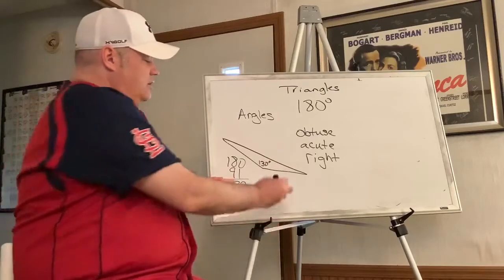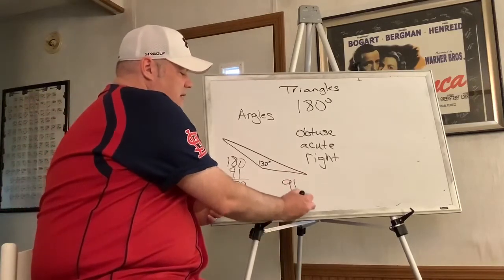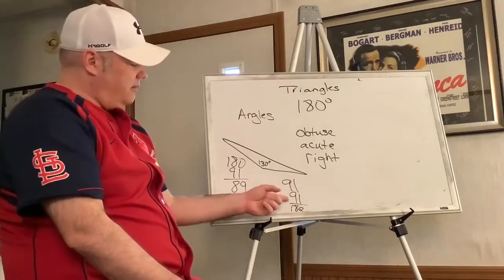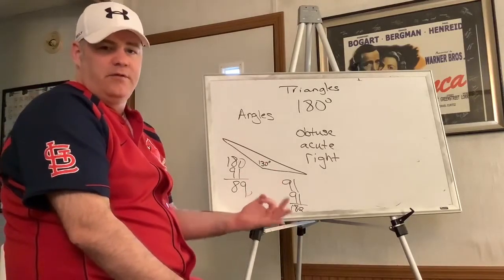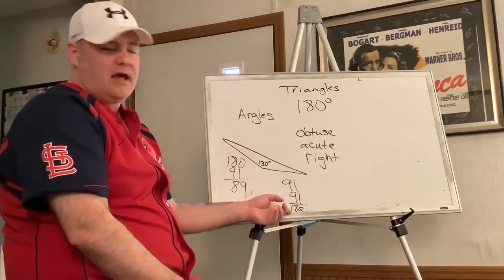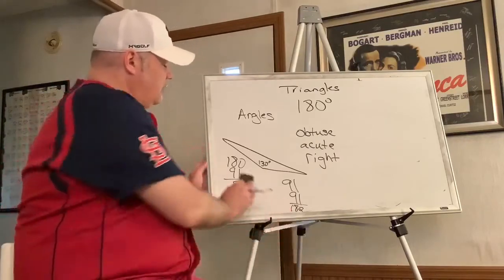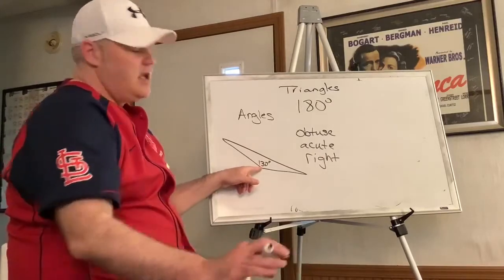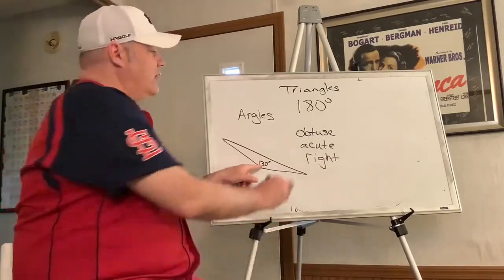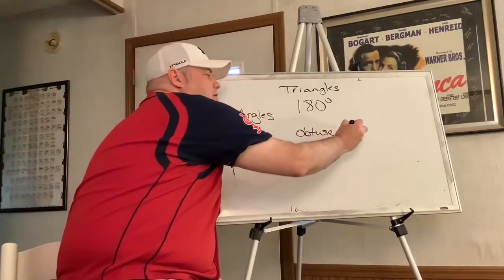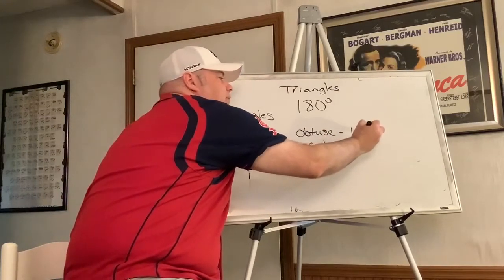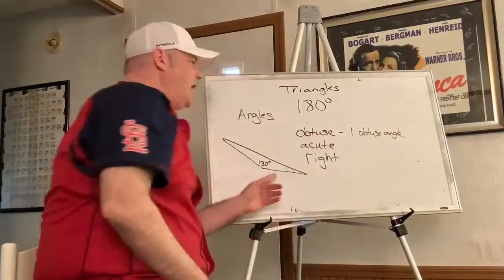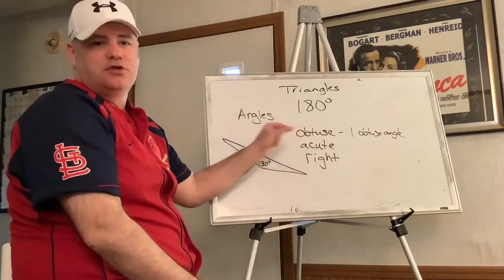Just think about it. If you took 91 and the other smallest one, 91, you're already past 180. You don't even have room for that one, but you definitely don't have room for a third angle to fit into that 180. So a triangle can only have one obtuse angle in it. And if it's got that obtuse angle, then it is an obtuse triangle. So it just needs one obtuse angle. If it's got that one obtuse angle, it's an obtuse triangle.